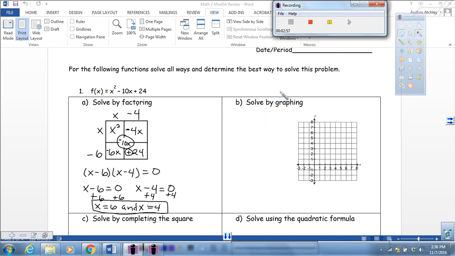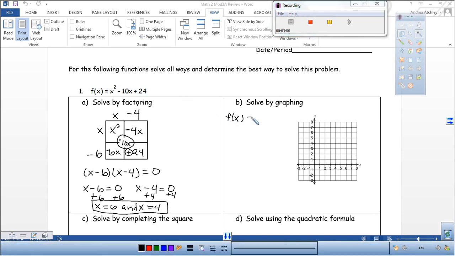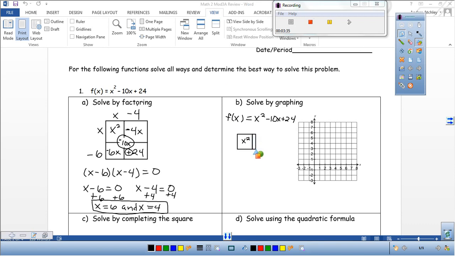Okay, the next way we're going to solve this is by graphing it. So we have to take this function and we need to write it in vertex form. So that's when we complete the square. So this is my x squared. Okay, and remember I have negative 10 x's. So that means I would need, oh, they're negative, so we want to make them different.